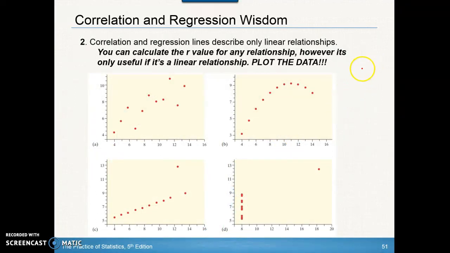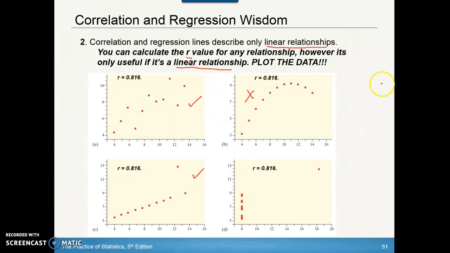Correlation and regression only describe linear relationships, so please be careful with that. You can calculate the r value for any relationship that you have. However, it is only useful if we're dealing with a linear relationship. The first thing that you're always going to want to do is plot the data. So is this one a linear relationship, are we good? Not. This one's pretty good. This one is linear, it's just a vertical line. So you have to plot the data. And if it's not linear, we're just not going to go any further.